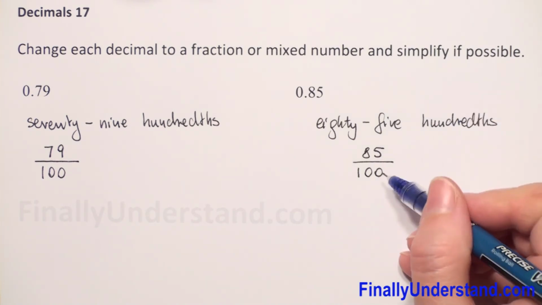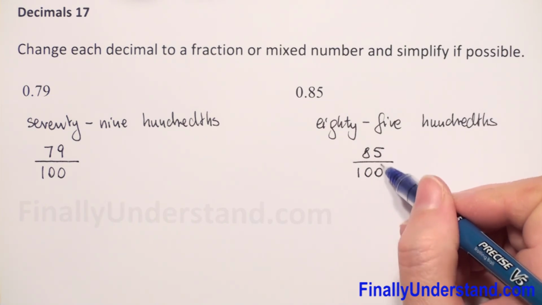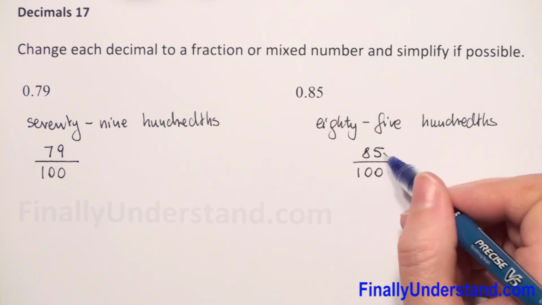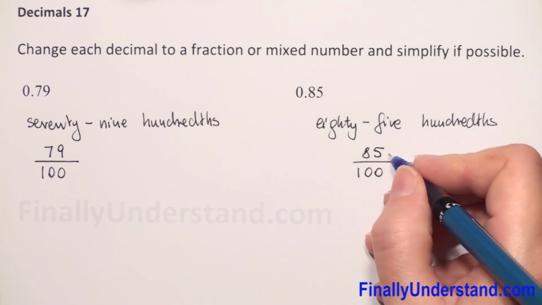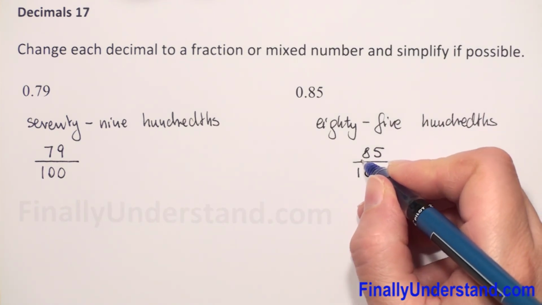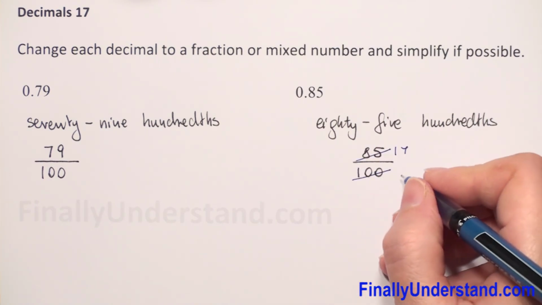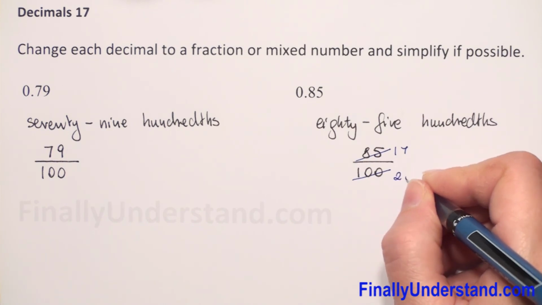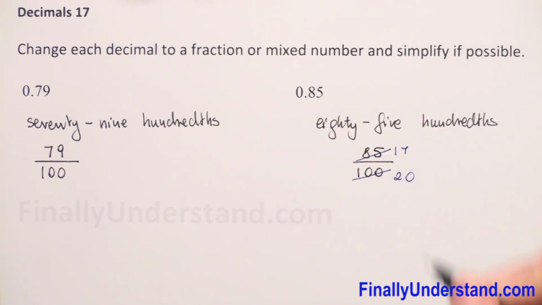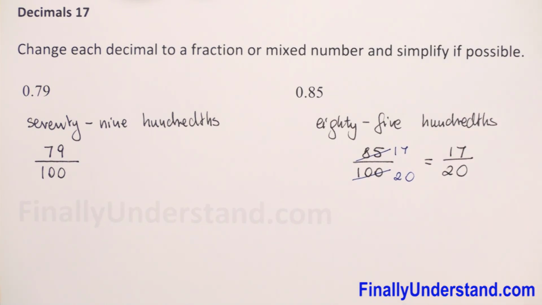The last digit in numerator and denominator is 5 and 0, so we can reduce numerator and denominator by 5. 85 divided by 5 give me 17, and 100 divided by 5 is 20. So we can write that this is equal 17 over 20. So this is my solution.